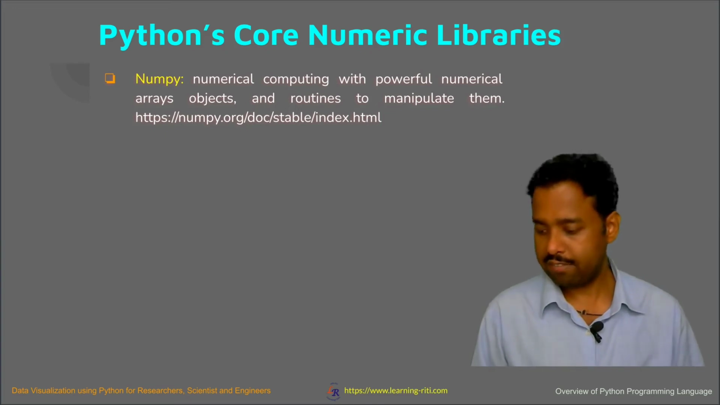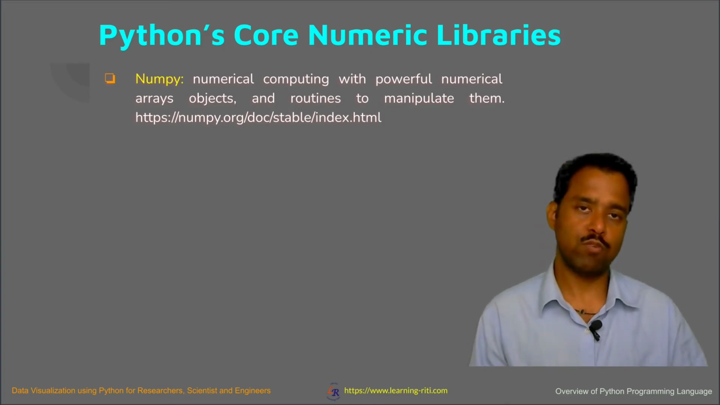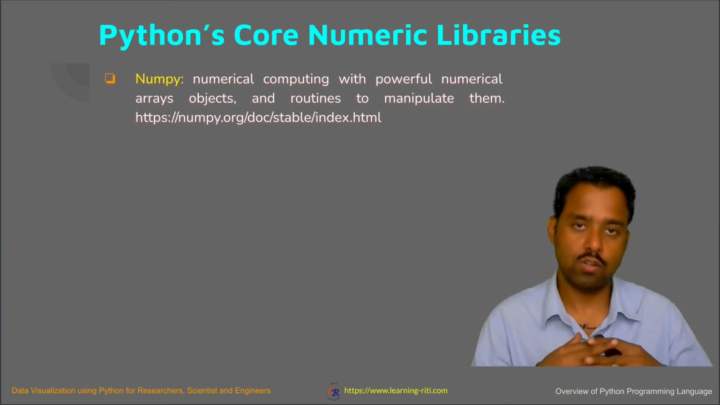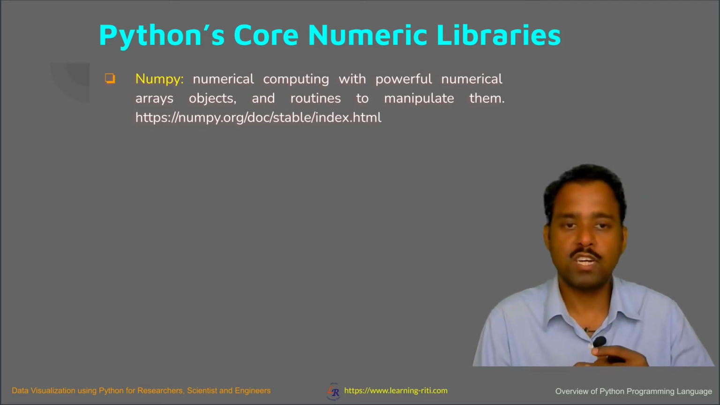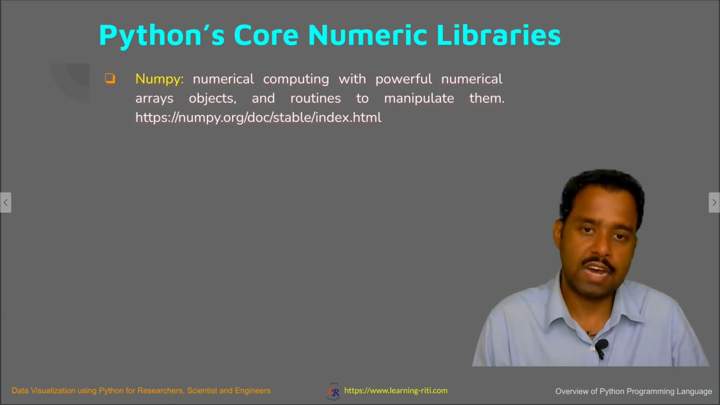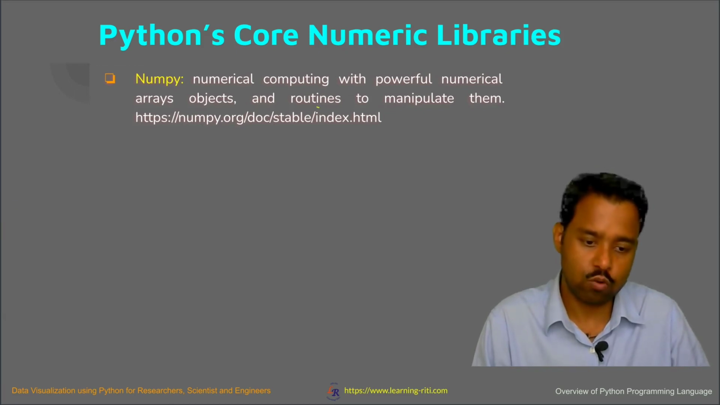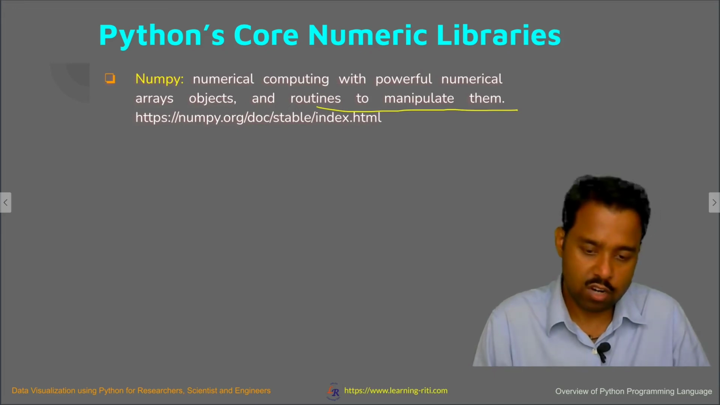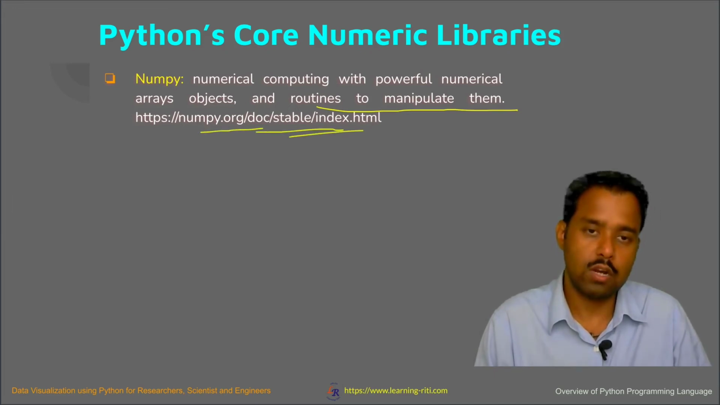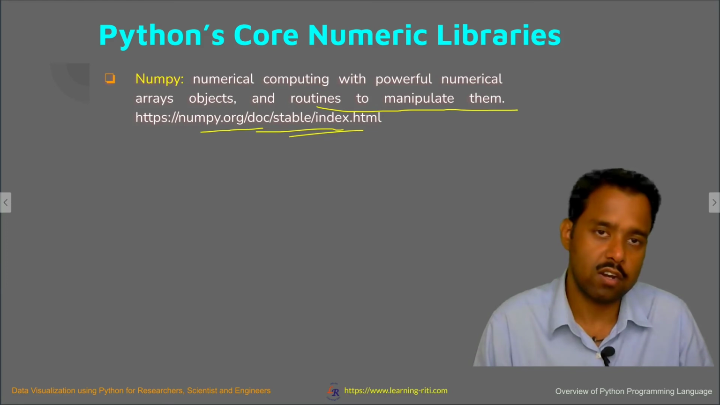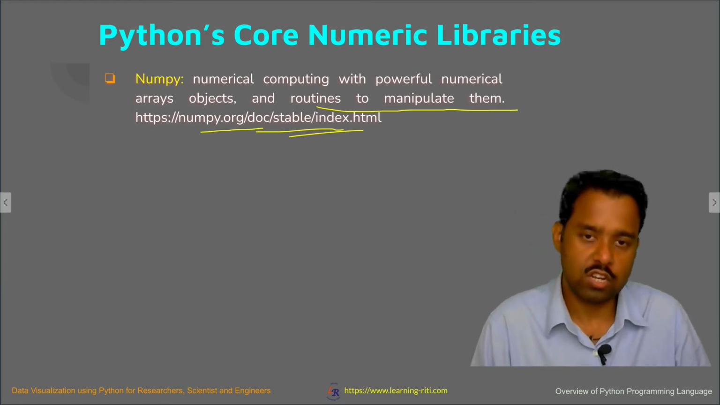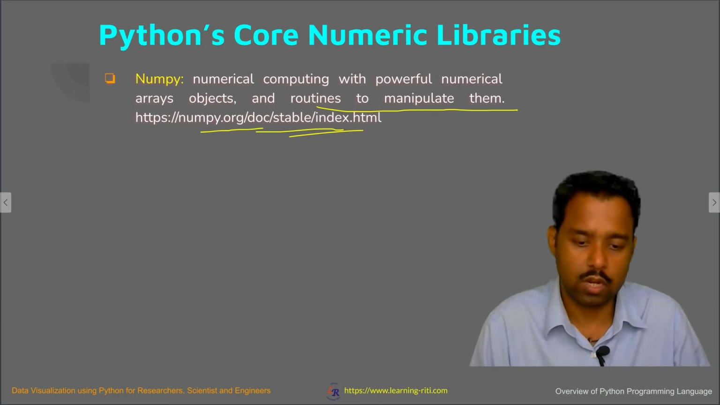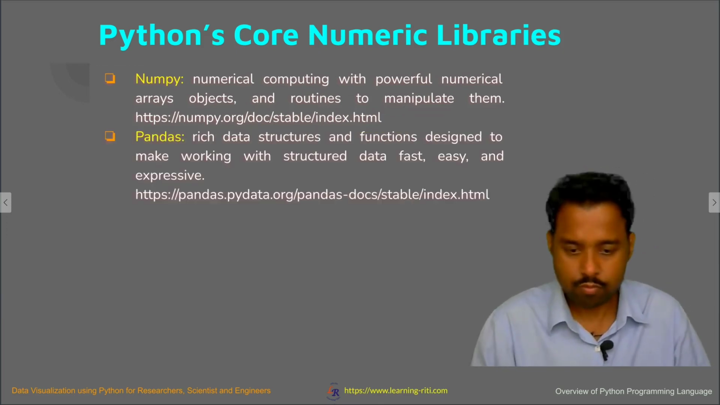Now let's have a look at the Python core numeric libraries which we are going to use frequently. The first of all is NumPy. NumPy is numerical computing with powerful numerical arrays, with objects and routines to manipulate them. It is a very important foundation when you are going to do data structuring and data calculation to prepare it for your data visualizations. NumPy is going to play a very crucial role there.